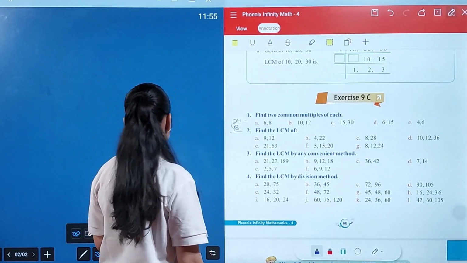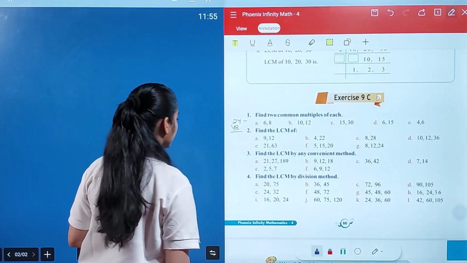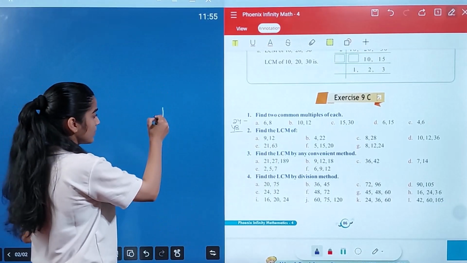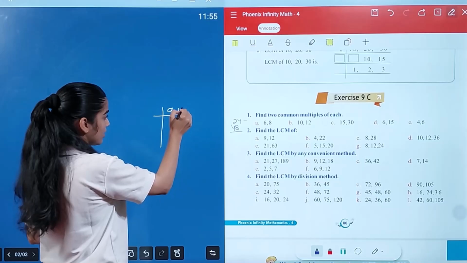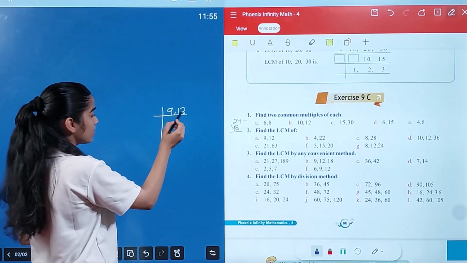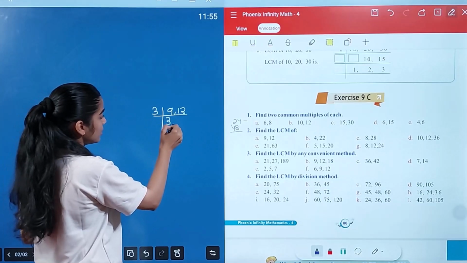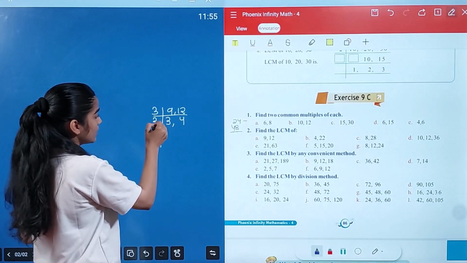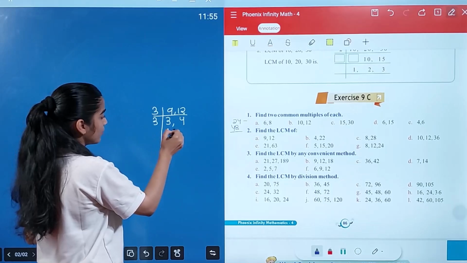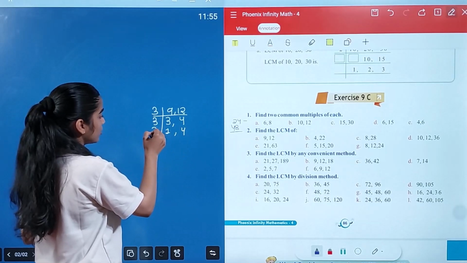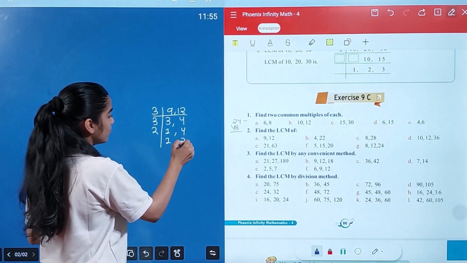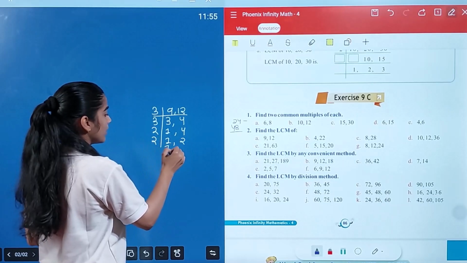After this, we move forward to the next question. Find the LCM of 9 and 12. So first we make a grid and arrange our numbers and take a number which can divide our numbers. So here we have 3, here we have 4. Now we take 3, so here we get 4, then 4, then you write 2, 1, 2, and then 2, 1 and 1.